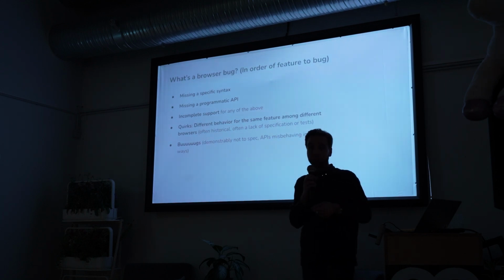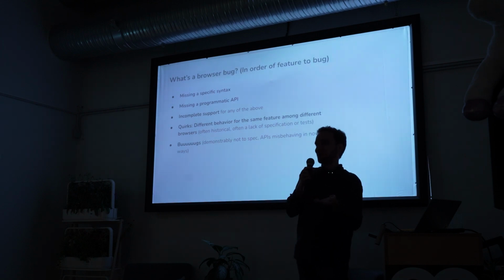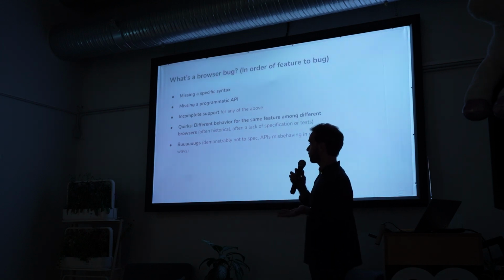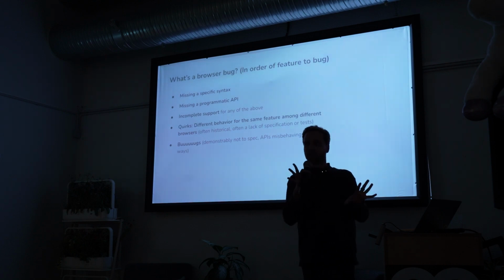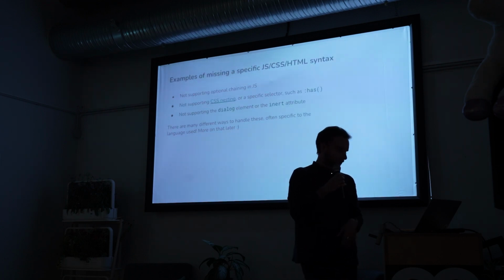Then there's something I call quirks, which is not quite a bug, but it's browsers acting in somewhat surprising ways, usually due to historical baggage, and very often due to a lack of specification. And then it's something I'll call bugs, like clearly something that's not to spec and is misbehaving. Let's look at some examples of these.